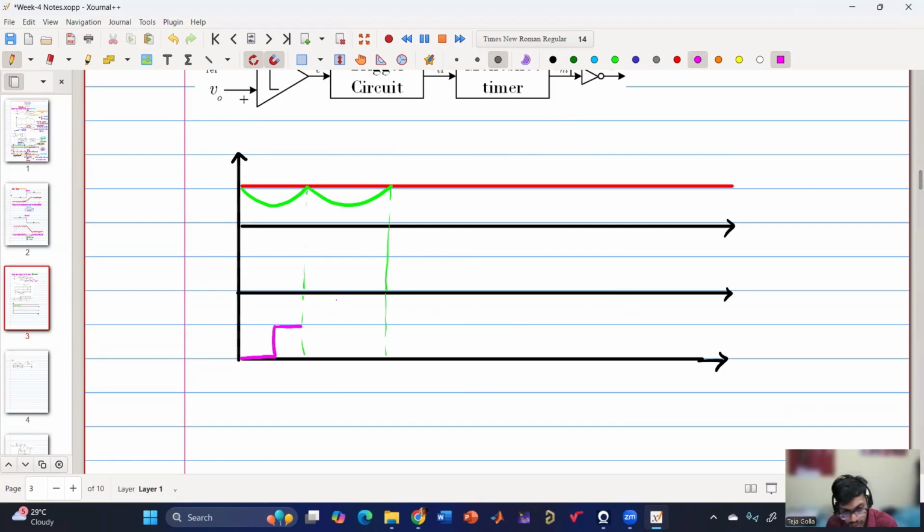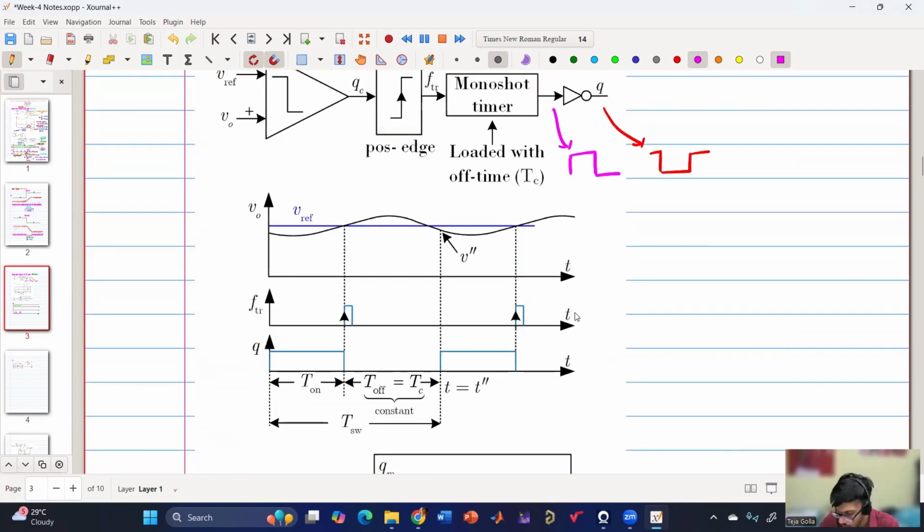And then who ends the on time? Once it is hitting, then the on time is ended. Once the on time is ended, there will be a fixed off time, and then there will be on time. And then once it hits, the on time will be stopped. So here the off time is fixed, and the on time ends once V naught goes above V reference.